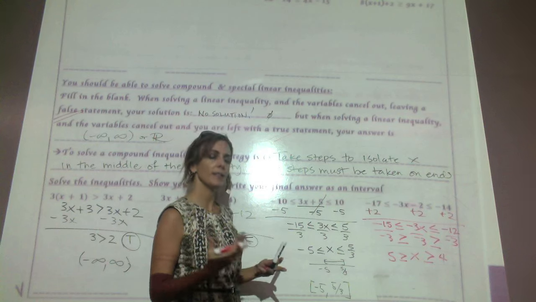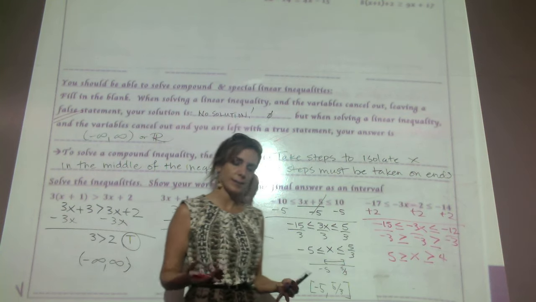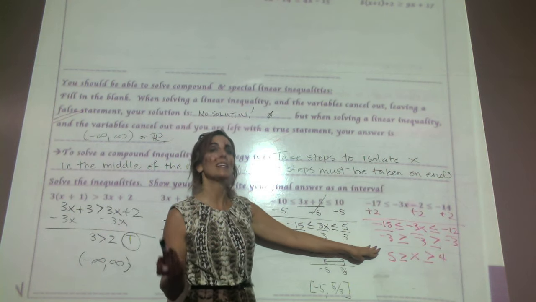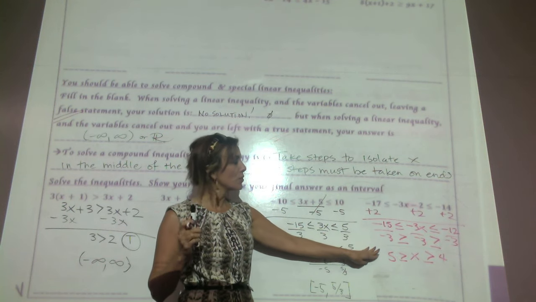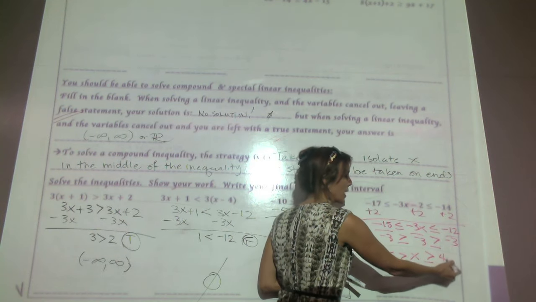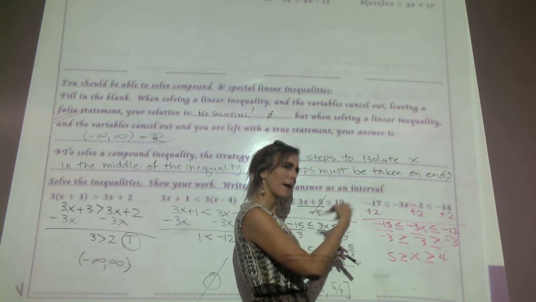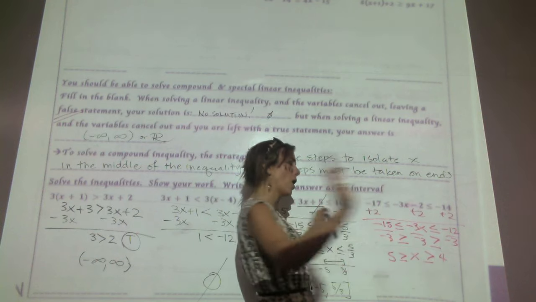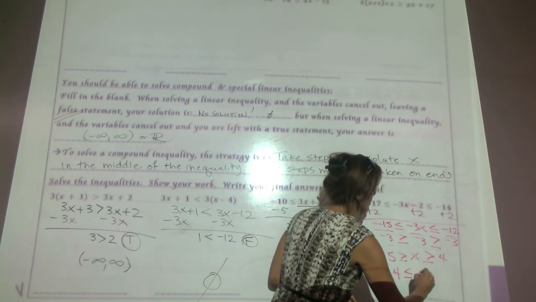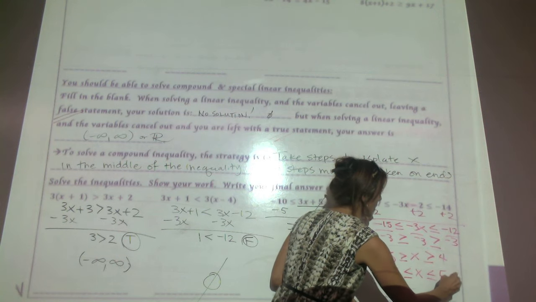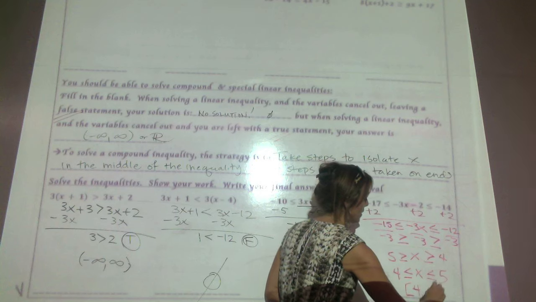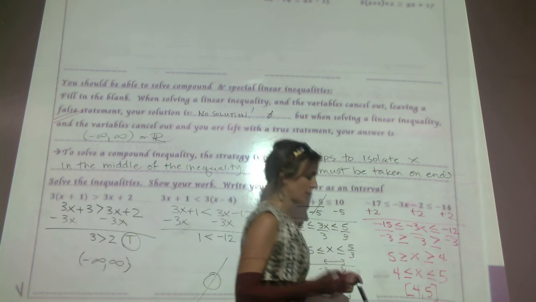Okay, and so this is a correct statement, but when we're dealing with compound inequalities, it's really proper to have it going from left to right, least to greatest. Notice that our 4 is actually on the left of the number line, so we're going to flip it all the way around. 4 is less than or equal to x, which is less than or equal to 5. And then our solution set would be from 4 to 5 inclusive.